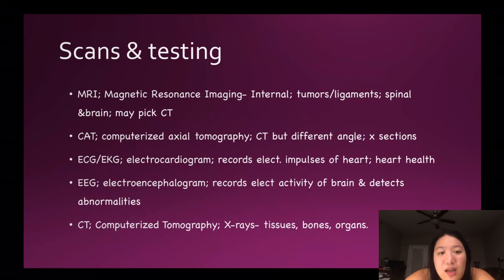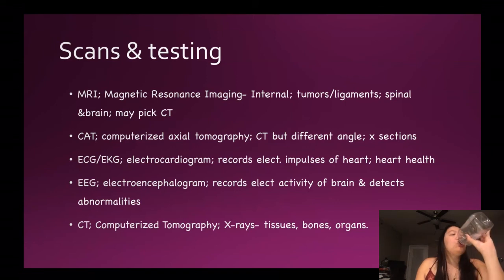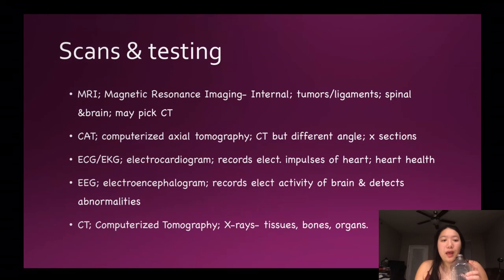So MRI is the magnetic resonance imaging, and it's used for internal functions, for example, organs and such. It can show different tumors, ligaments. It's also good for spinal and brain, and it can pick up diseases. So there's a difference between that and the CT. It may also be able to pick up some diseases and differences that the CT doesn't necessarily pick up. So that is good.